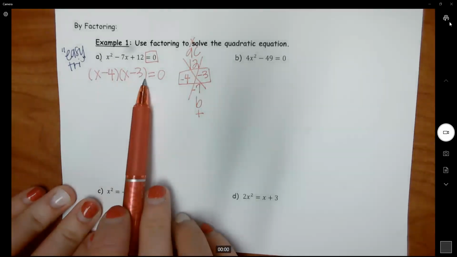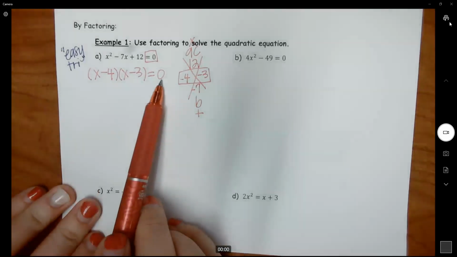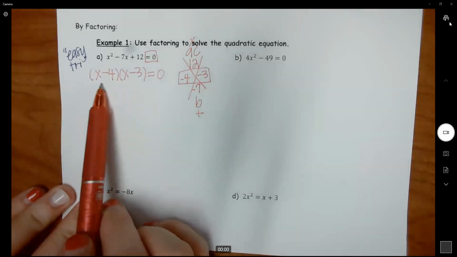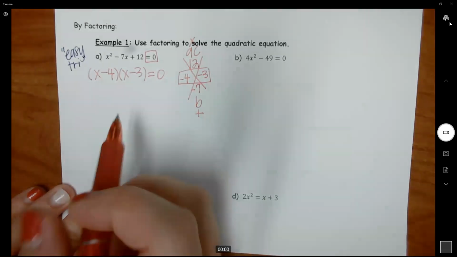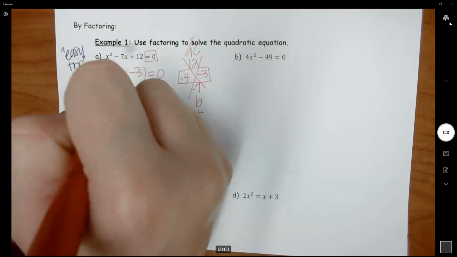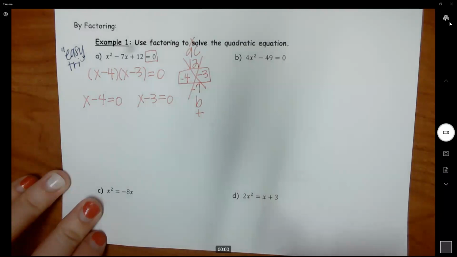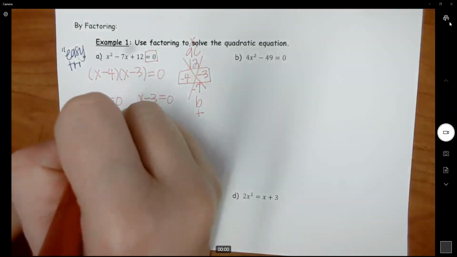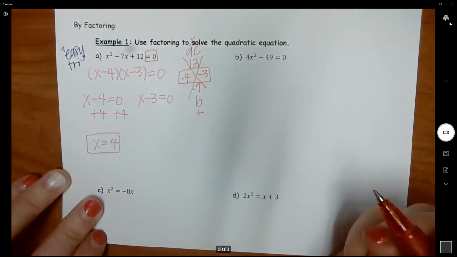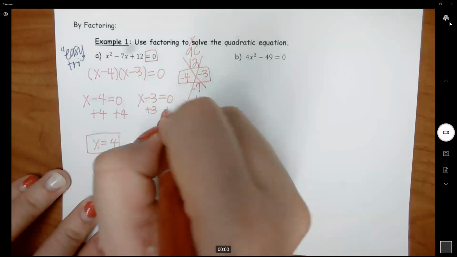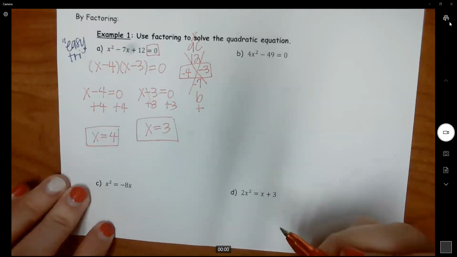Once I factor this, then we're going to use that 0 factor property. The 0 factor property says for this to equal 0, either this factor needs to equal 0, or this one needs to equal 0. So we will set both of them equal to 0 and then solve. I've got x minus 4 equals 0. We'll add 4 to both sides to get x equals 4. Then we'll add 3 to both sides to get x equals 3. And so those are my 2 solutions.